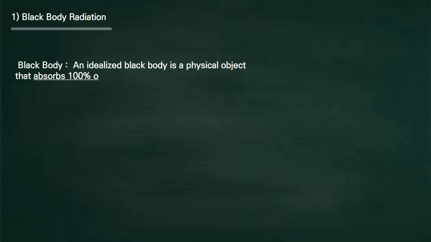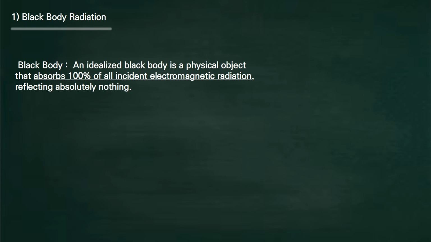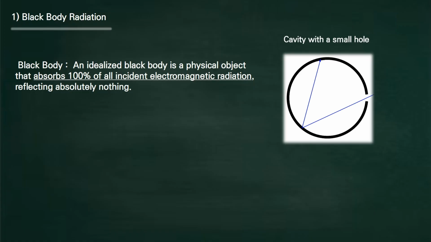To understand this, we first need to define what a blackbody is. An idealized blackbody is a physical object that absorbs 100% of all incident electromagnetic radiation, reflecting absolutely nothing. A great physical realization of this is a cavity with a small hole. Any light entering the hole gets trapped inside, undergoing multiple reflections and being completely absorbed.